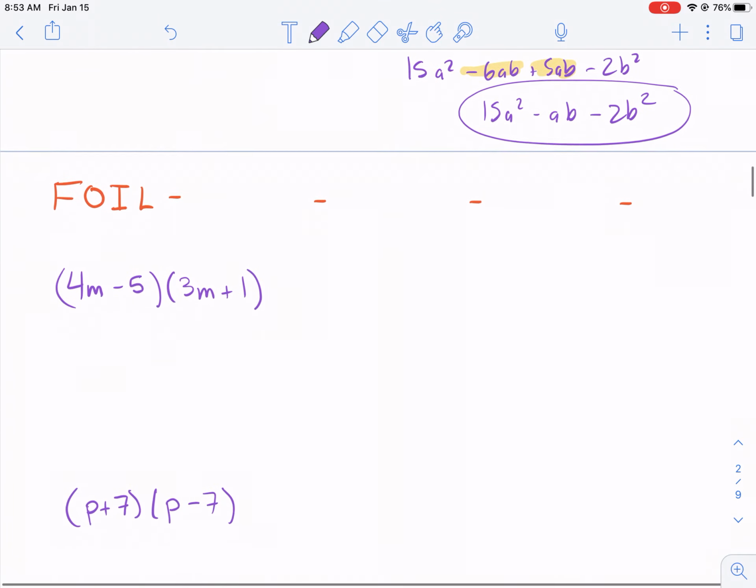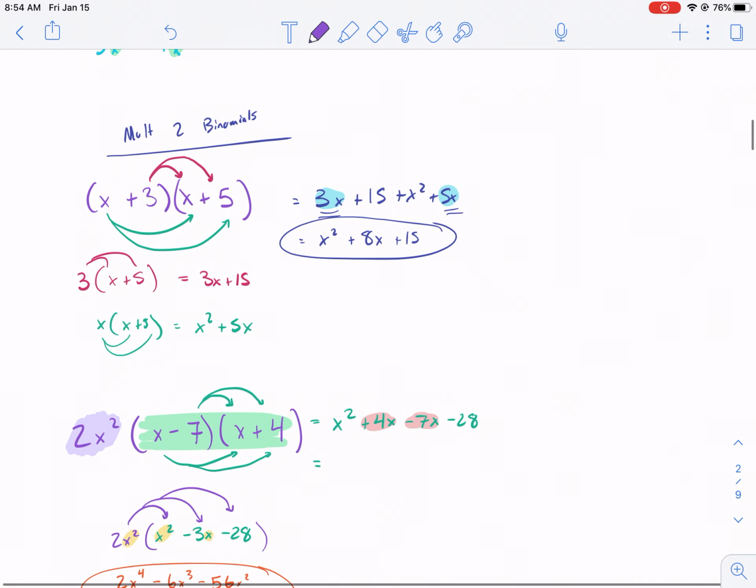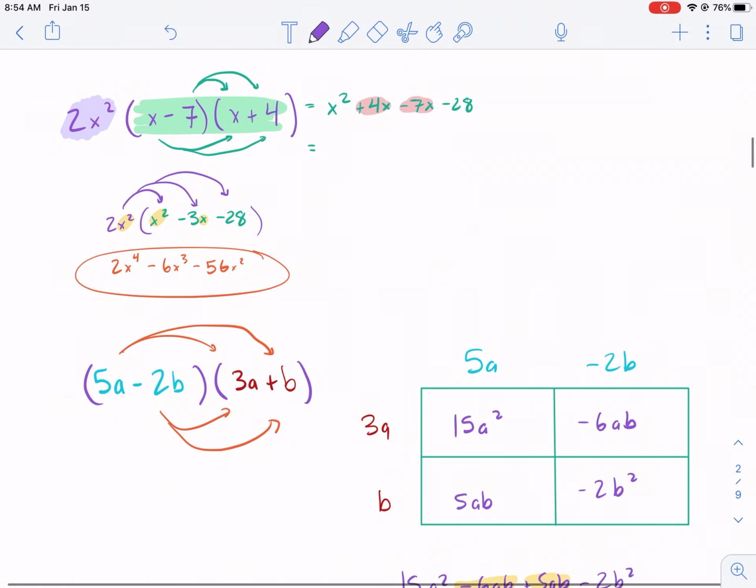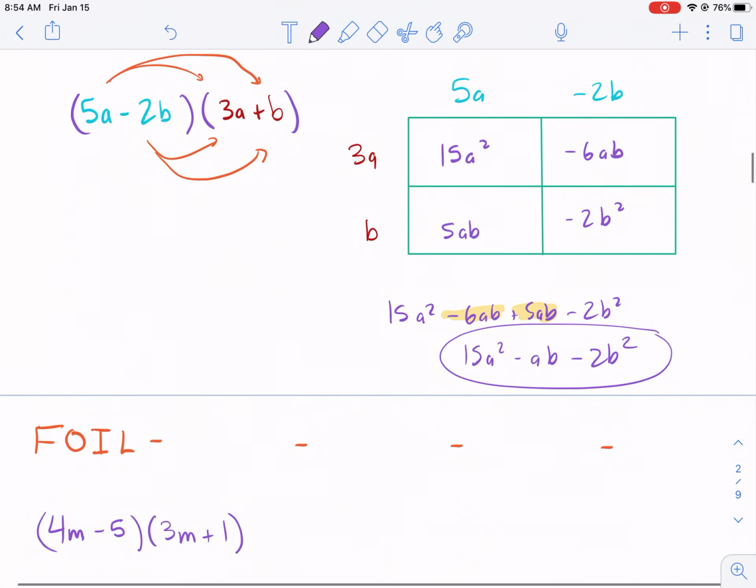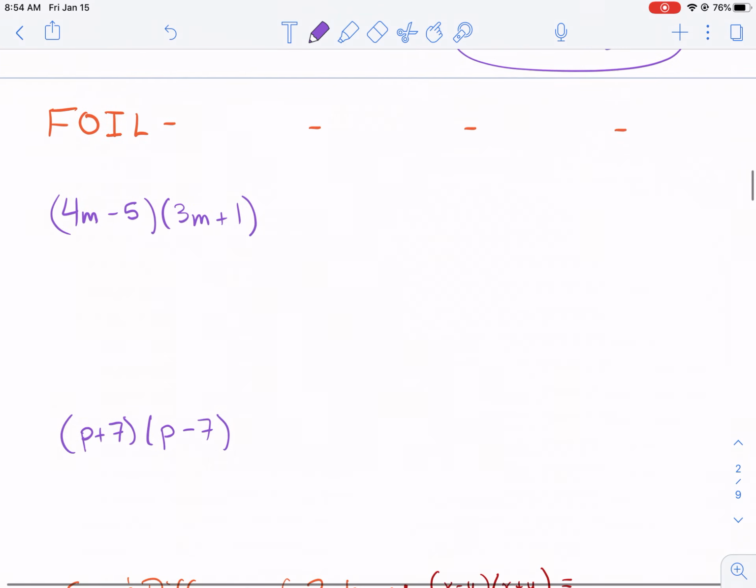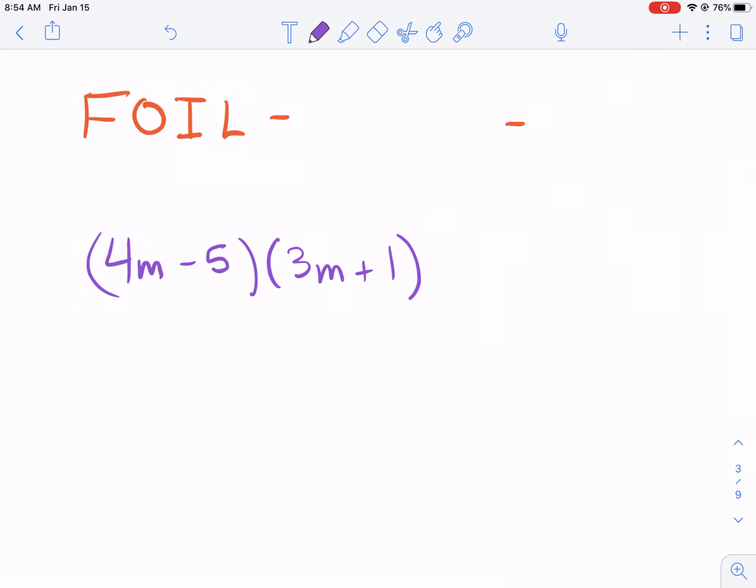Now, the other way to consider it, I showed you that we can use distribution with it. I showed that twice, and then you can use this little grid. You can also use what's called foiling. FOIL is first, change color. I'm going to try to make this the last thing in this video. First, outside, inside, and then last.